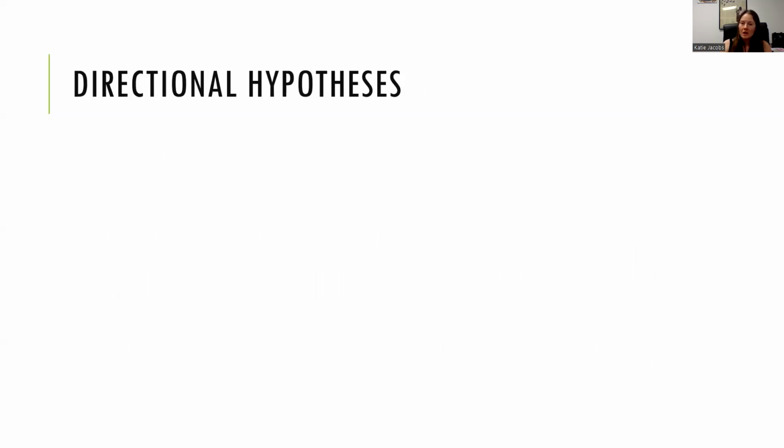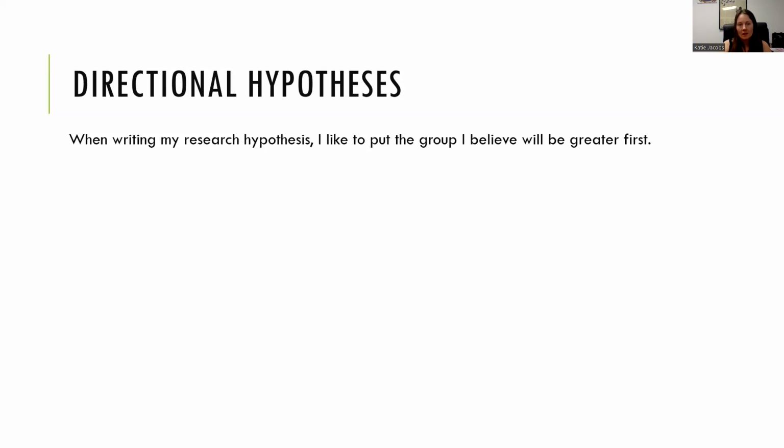Here we can either choose to write our hypotheses non-directionally or directionally. Remember, we want to try to write our hypotheses directionally if possible, because that increases the power of our test, which means we're more likely to reject our null hypothesis if our null hypothesis is false in the overall population. Again, when writing my research hypothesis, I like to put the group I believe will be greater first if I can. You don't necessarily have to, but this makes it a lot easier when doing these things by hand.